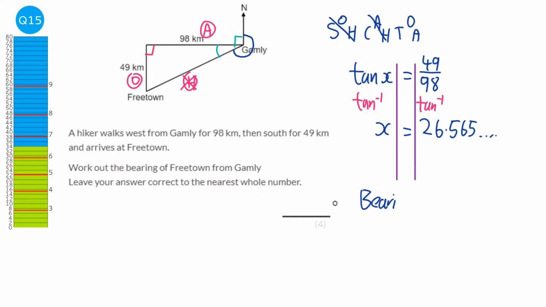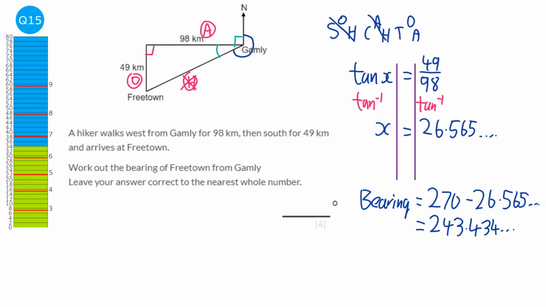So bearing, we're just going to do 270, take away the 26.565, and that gives us 243.434. It says it wants it to the nearest whole number, so that's going to be 243.